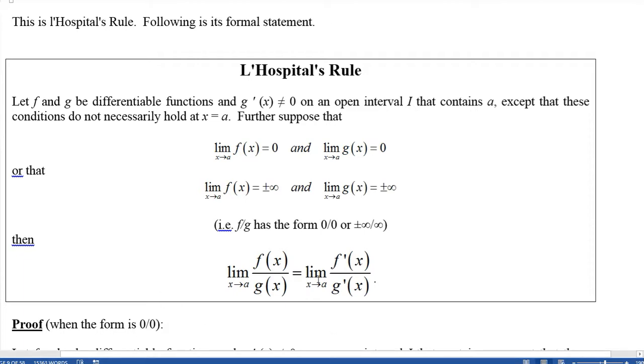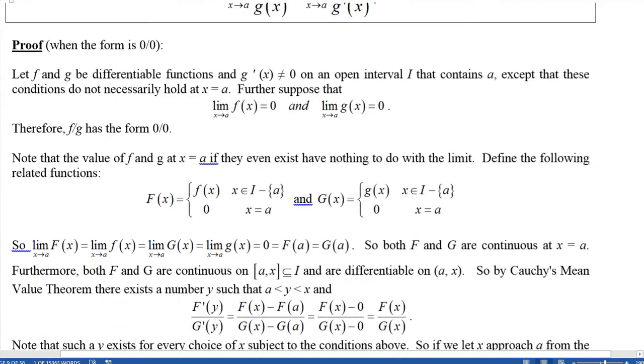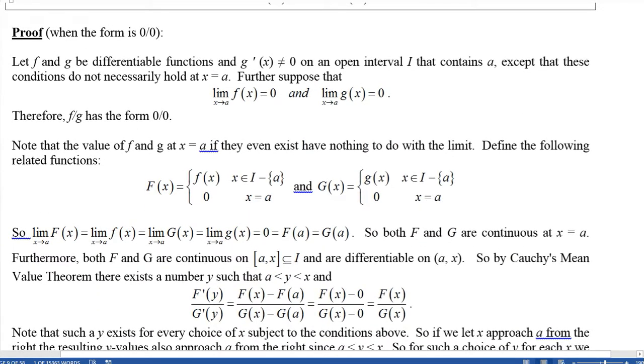And now we're going to do a formal proof, at least in the form zero over zero. So let f and g be differentiable functions, and g prime is not equal to 0 on an open interval I that contains a, except these conditions do not necessarily hold at x equals a. That's the hypothesis we're given in the theorem. Now further suppose that these limits are both 0. Okay, so f over g has the form 0 over 0.